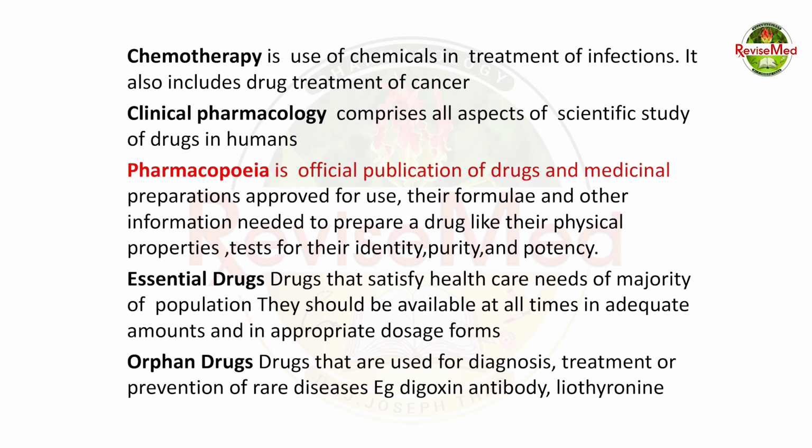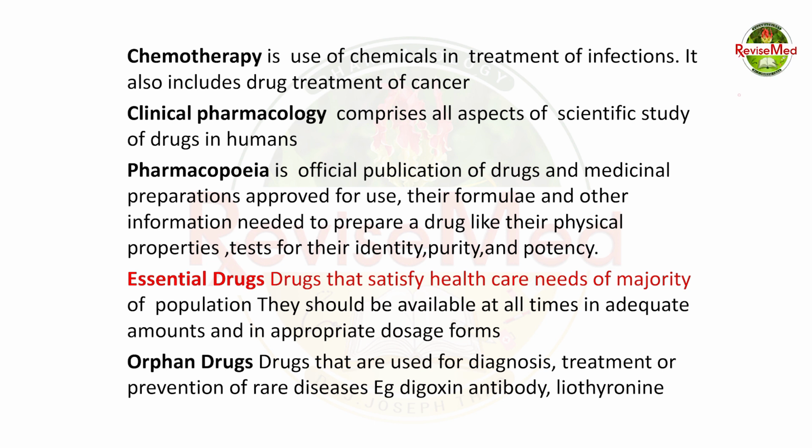Pharmacopoeia is official publication of drugs and medicinal preparations approved for use, their formulae and other information needed to prepare a drug, like their physical properties, tests for their identity, purity and potency. So every big country has got its own pharmacopoeia. In India we have got IP, that is Indian Pharmacopoeia. In Britain it is British Pharmacopoeia, BP.